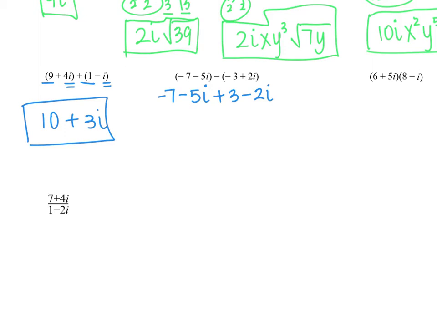Now we're going to combine like terms similar to the addition problem. So negative 7 plus 3 is negative 4, and negative 5i minus 2i is negative 7i. I think the most common error I see when people are subtracting complex numbers is forgetting to distribute that negative to the second term in the parentheses.